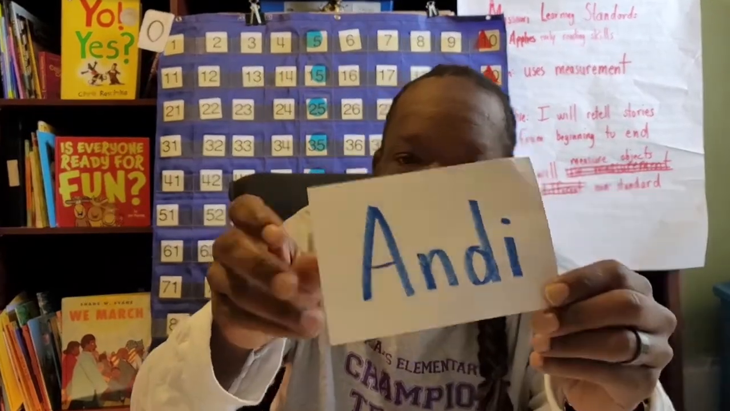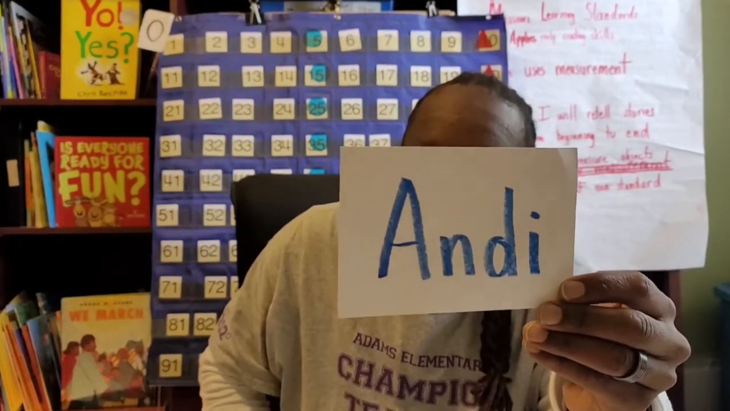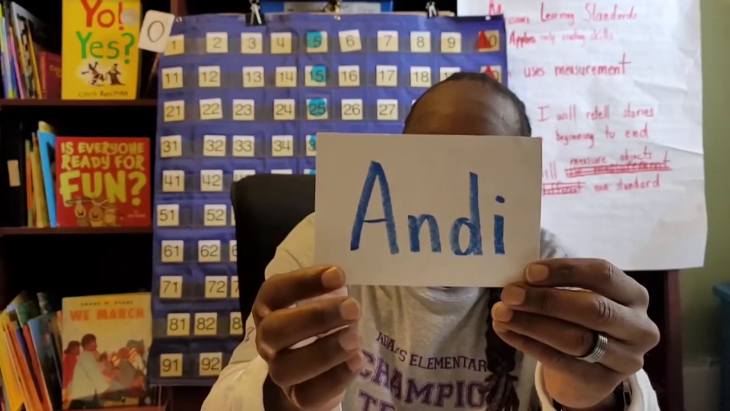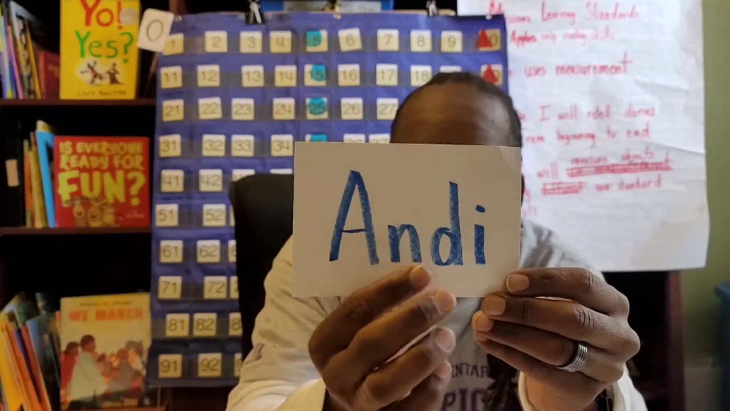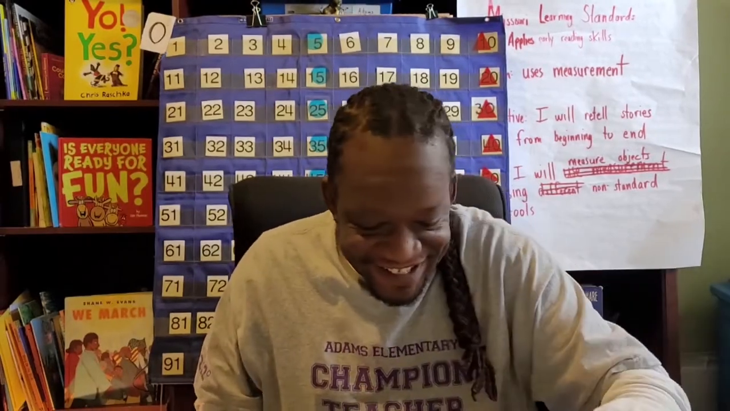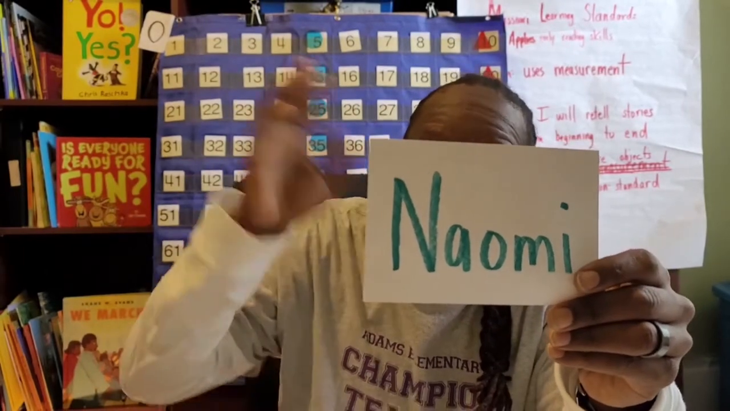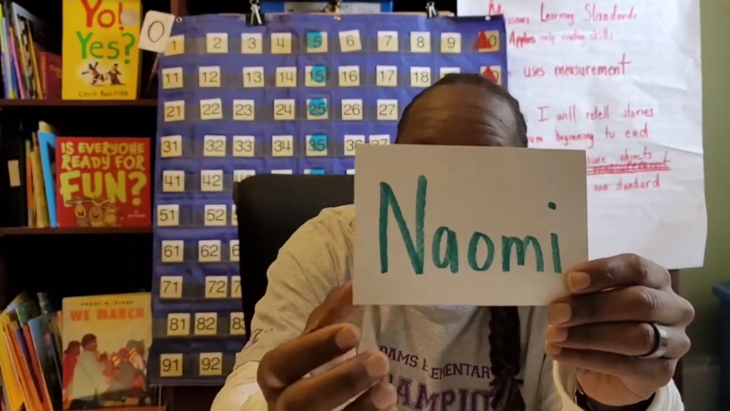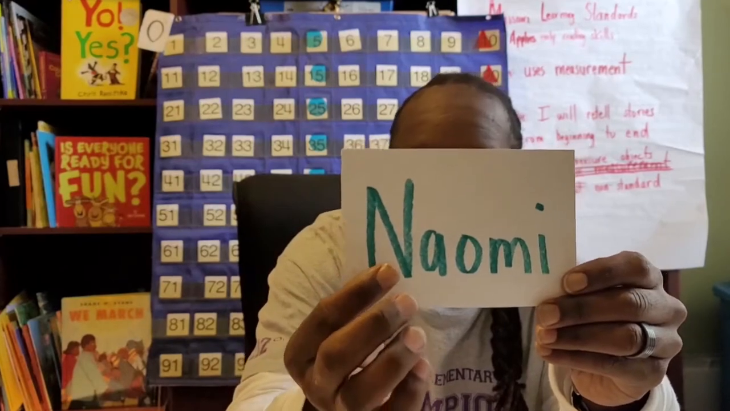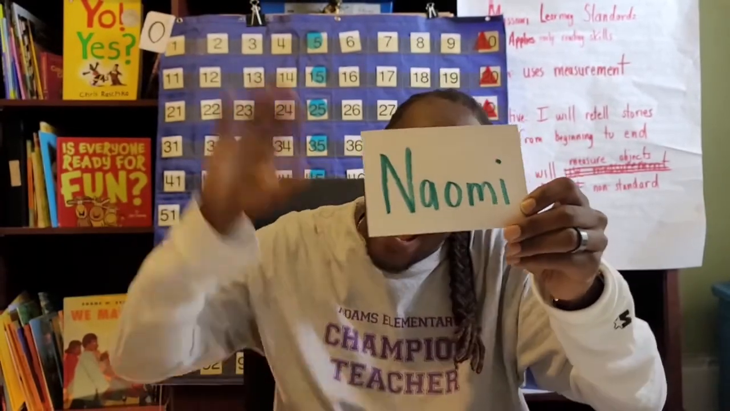And whose name is this? Andy. Hey, Andy. Let's count Andy's letters. 1, 2, 3, 4. Hi, Andy. Thank you for watching. And whose name is this? Naomi. Hi, Naomi. Let's count her letters. 1, 2, 3, 4, 5. Hi, Naomi.